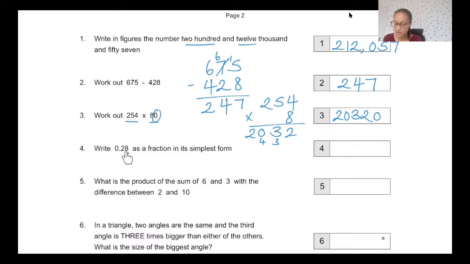The 8 is in the hundredths column. So as the last number is in the hundredths column, we put this whole number over 100. So we do 28 over 100. But then we need to simplify. Both 28 and 100 divide by 4. So 28 divided by 4 is 7, and 100 divided by 4 is 25. I will slow down in a second, guys, but I just wanted to go over the first few quite quickly, because hopefully you're okay with those.